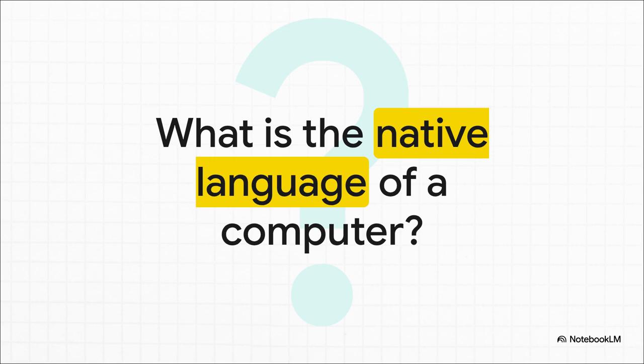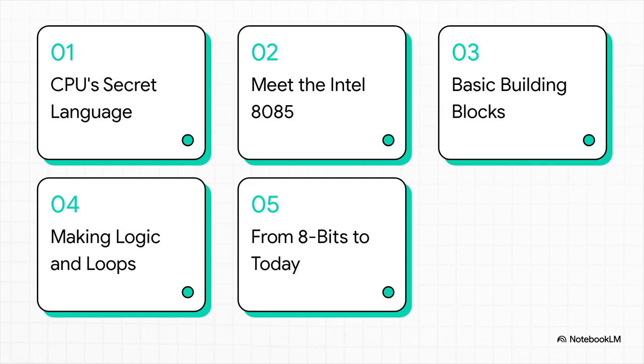No, deep down, at its very core, a computer speaks a language that's incredibly simple, super direct, and way more fundamental than you might think. Okay, so here's our game plan. First, we're going to figure out what this secret language even is. Then we'll meet a real classic, the Intel 8085, and learn its basic commands. After that, we'll see how those simple commands build real logic, and finally, we'll connect it all back to the super powerful computers we've got today. Sound good? Let's get into it.